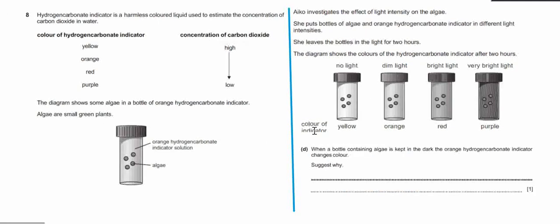Next, here we go, we have question 8D. When a bottle containing algae is kept in the dark, the orange hydrogen carbonate indicator changes color. Suggest why. 10 seconds from now.